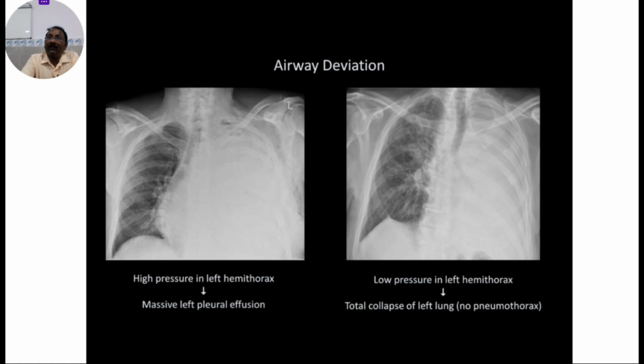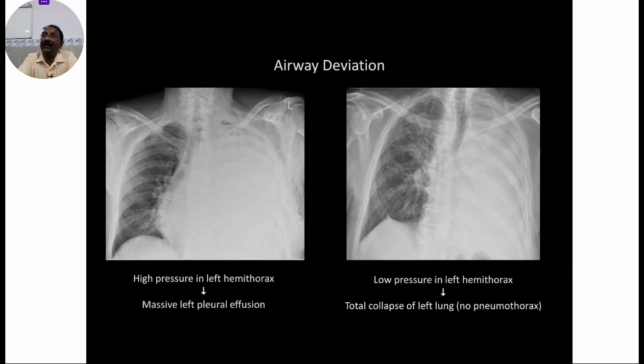In the first film, it is because of the effusion. How can you see it is a mass effusion? See the heart border, the right heart border, pushed there. In the second film, it is the collapse. See the trachea. So the trachea is on the left side in the second film. In the first film, the trachea is pushed to the right side. See the heart borders. In the first film, you are able to see the right heart border. In the second film, you are not able to see the heart borders here.